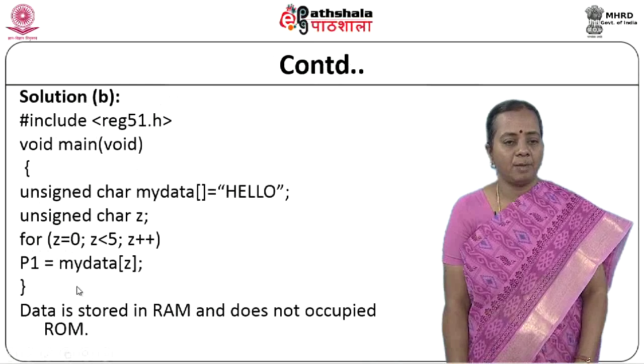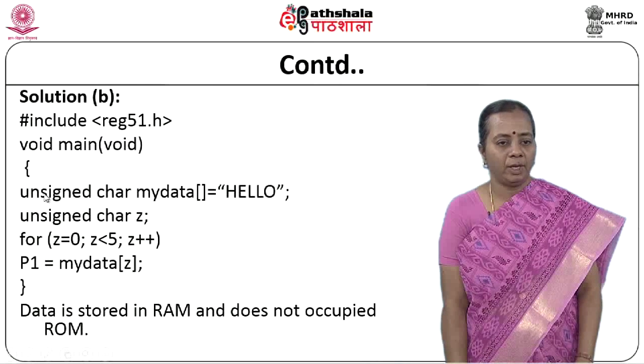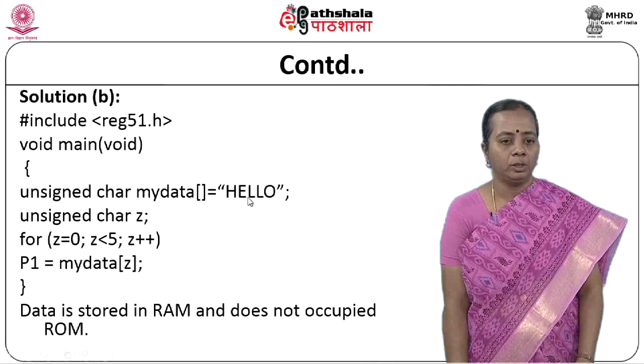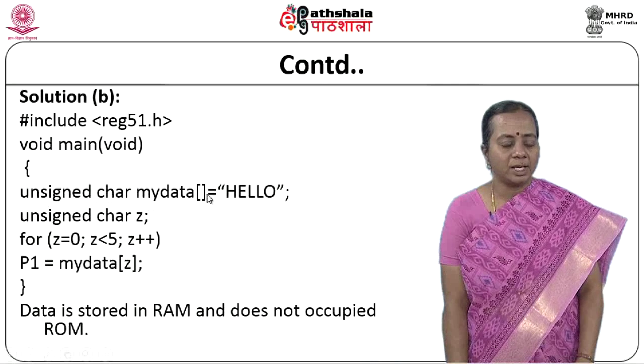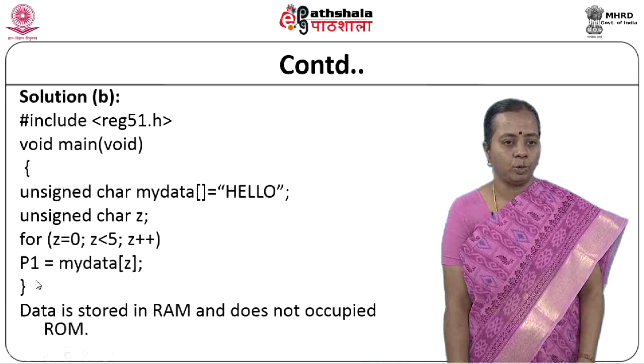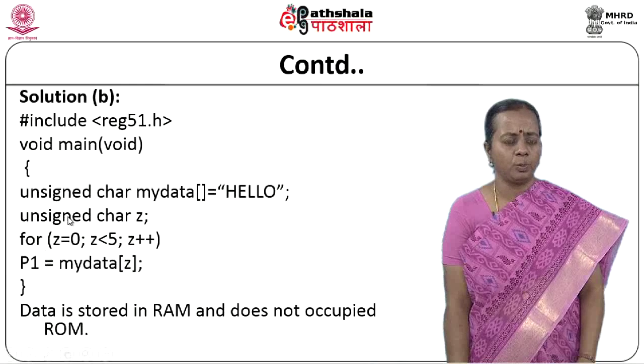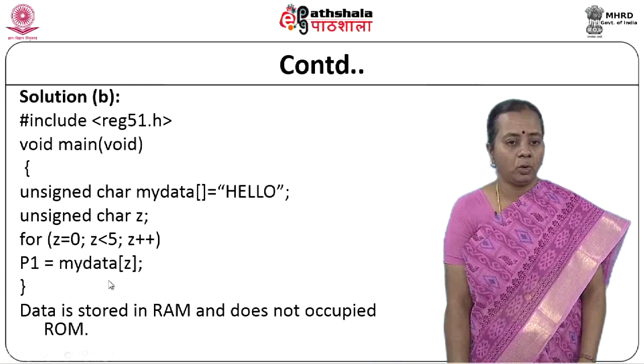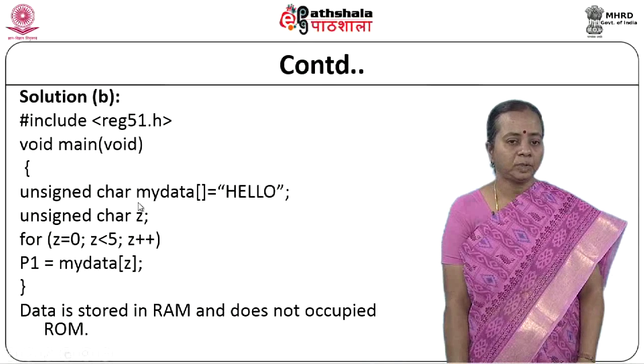If I look at the same thing in a different way, I write it as unsigned character my data hello, where my data is an array which holds this particular string. Now I am rotating this loop 5 times to display it. So, P1 is equal to my data of Z. Each and every time H, E, L, L, O, that way the data is pushed towards your port 1. The same program, same output we will get out of your P1, but now it is not hard coded, the data is given to an array.